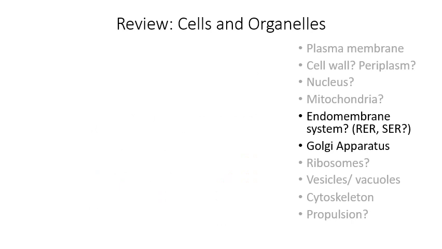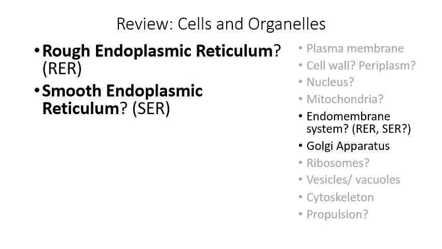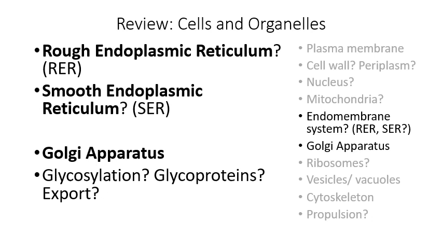The endomembrane system. Let's talk about that. That is the rough endoplasmic reticulum, the smooth endoplasmic reticulum, and the Golgi apparatus. Okay, so the rough ER, the RER, and the smooth ER. The rough ER, as you remember from first year, is involved in the synthesis of proteins that are meant to be exported out of the cell. The smooth endoplasmic reticulum is involved in the creation of lipids. The Golgi apparatus is responsible for glycosylating proteins that are going to be sent out.